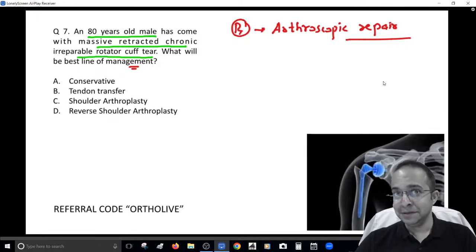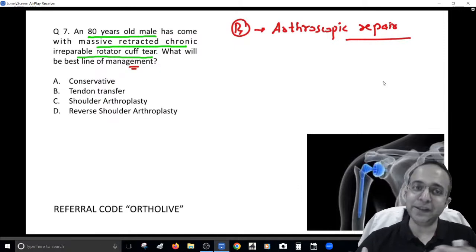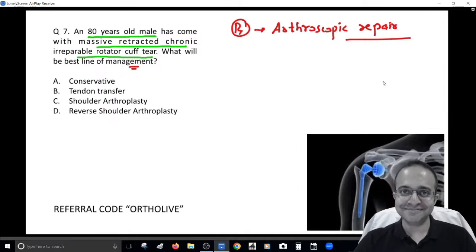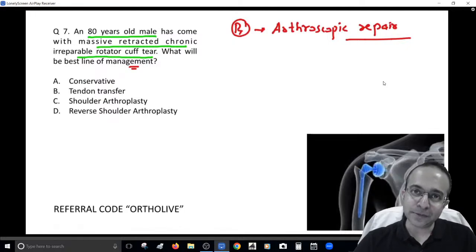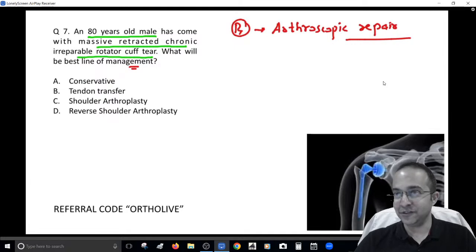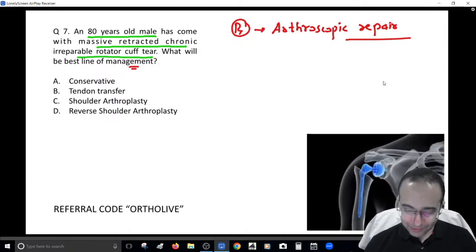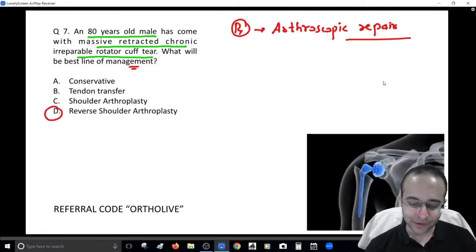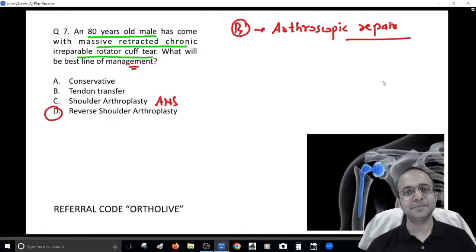You have to give respect to them. These old people took care of you when you were too young and you needed their help. So no way can they be left conservative with this problem. Okay, A or D. So the answer is actually D here, reverse shoulder arthroplasty.